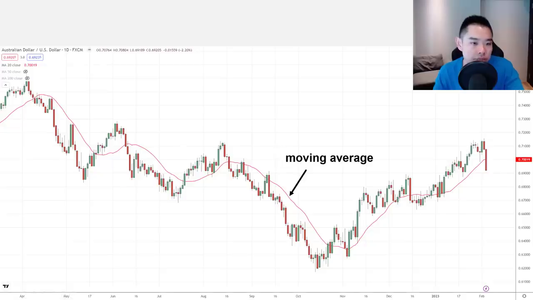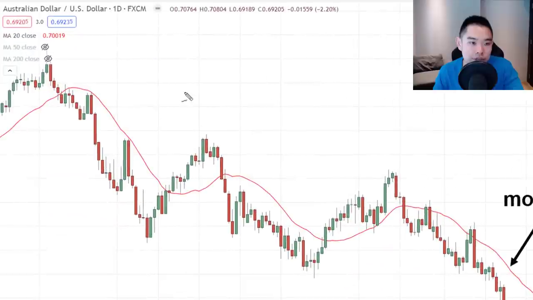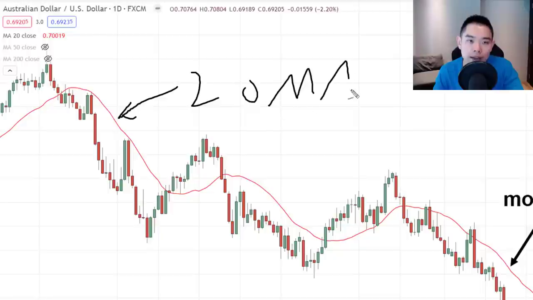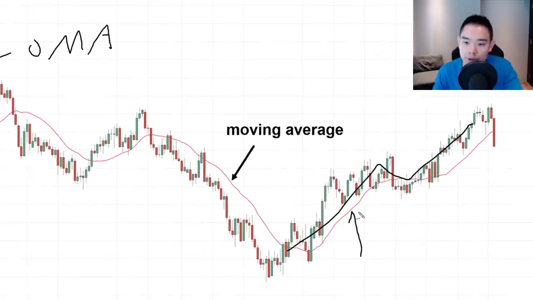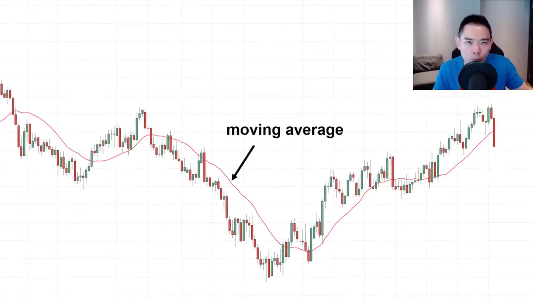So for example, you can see over here, this red line over here is the moving average. In this case, it's a 20 period moving average. And one thing about moving average is that you'll notice it tends to follow the price a bit with a lag. So you can see over here the price has declined lower, and your moving average, naturally, is heading down lower as well. Over here the price is going up higher, naturally your moving average is catching up with the price as well.